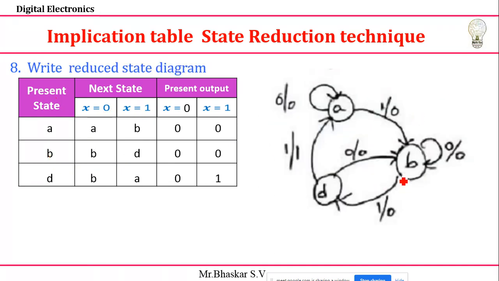So B to D you just fill this, and next D to B. You can see D to B, input is 0, output 0. Only in this case, D to A, if you are moving, I'm getting output 1 when input is 1. Okay, so this is another method of simplification of your state diagram, the implication table method. Okay, thank you.